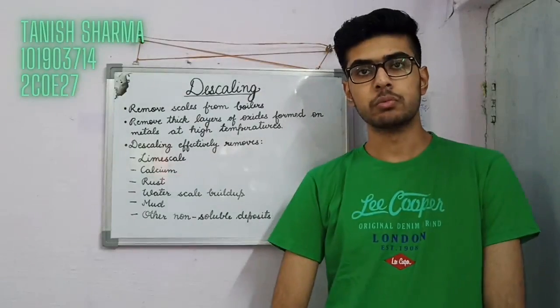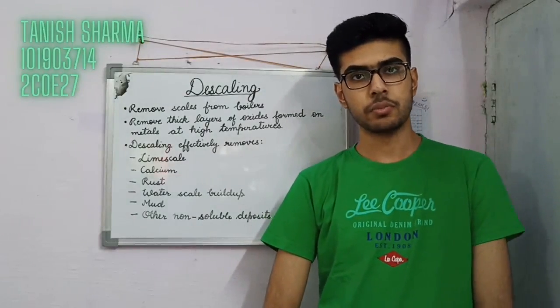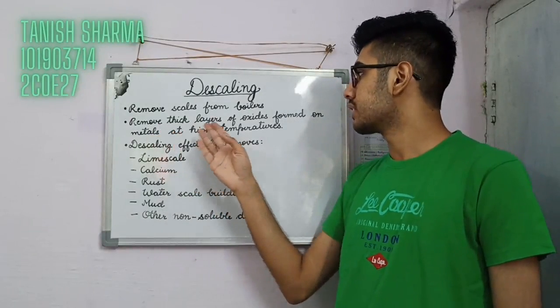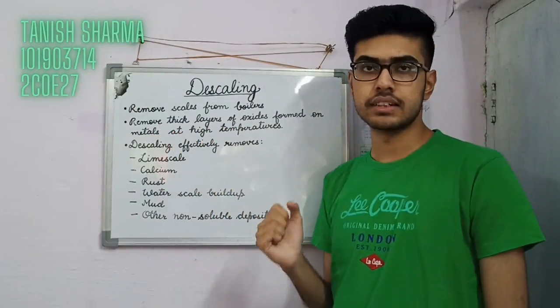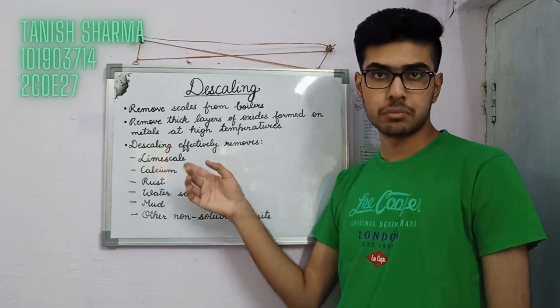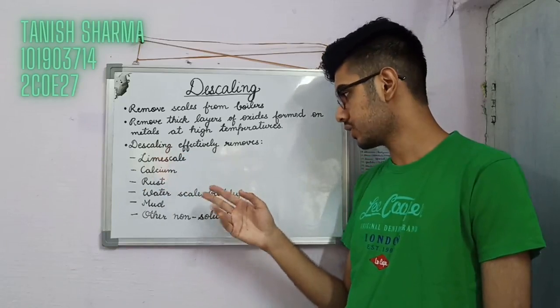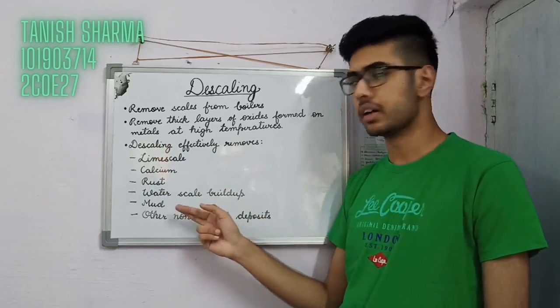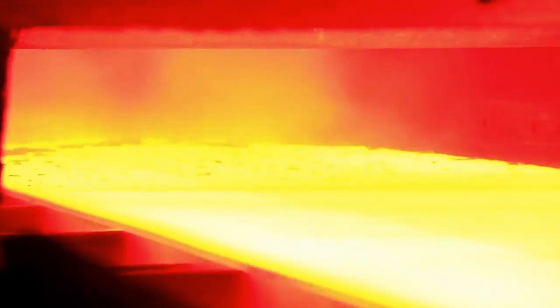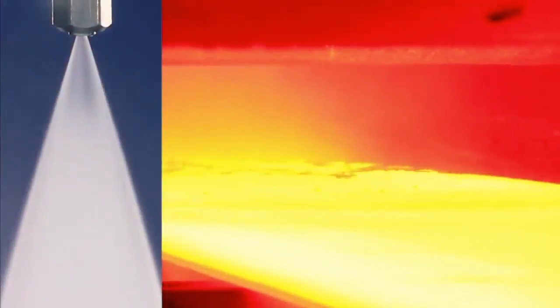Scaling is the process of removing scale from equipment such as boilers and heat exchangers. It involves removing thick layers of oxides formed on metals at higher temperatures. It is effective in removing limescale, calcium, rust, water scale buildup, mud, and other types of non-soluble deposits. Periodic descaling of industrial heat exchanger tubes is necessary to inhibit corrosion and improve efficiency.